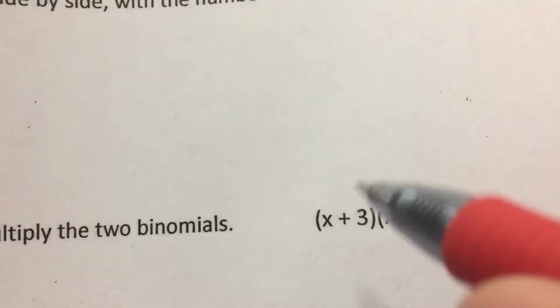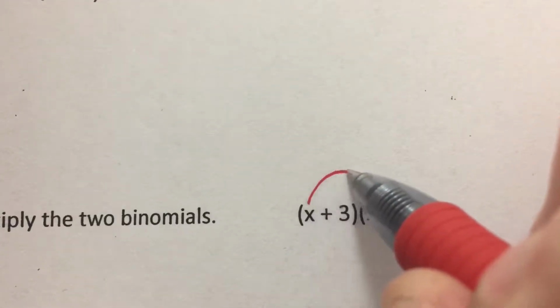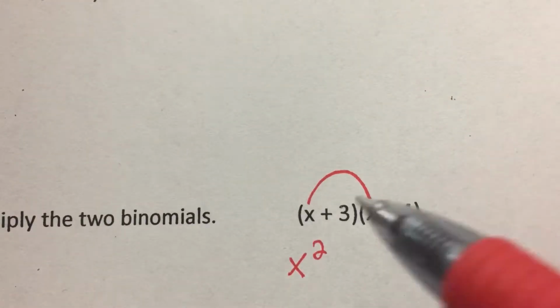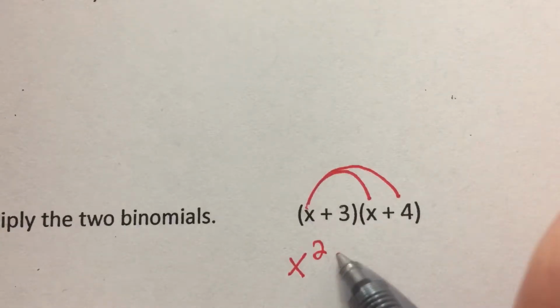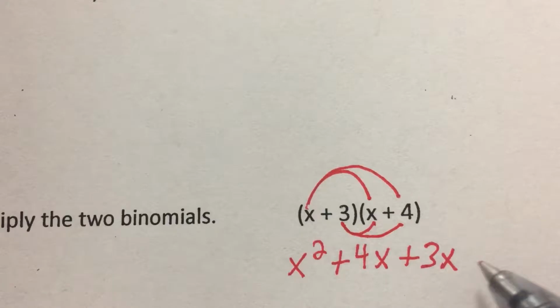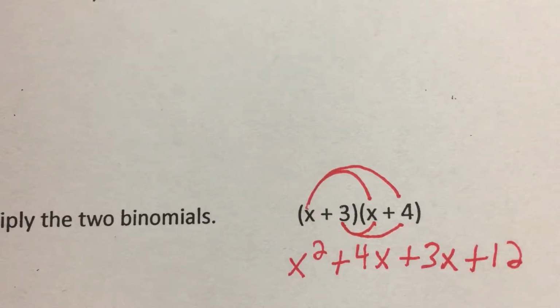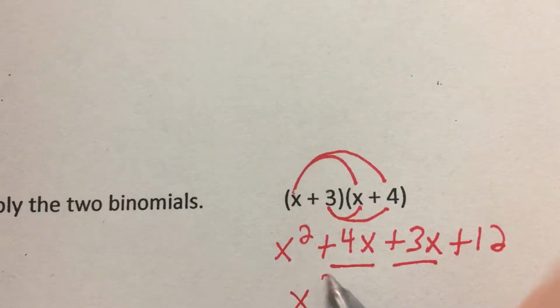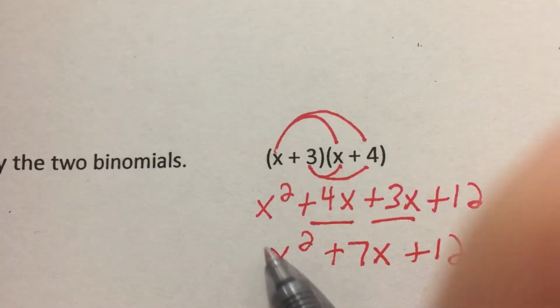Let's start with this guy. It works like this. We're going to do x times x, and that will give us x squared. X times 4 would give us a positive 4x. 3 times x would give us a positive 3x. And 3 times 4 would give us a positive 12. Most times, not every time, but most times the two terms in the middle are like terms. If you combine them, you will get a positive 7x in the middle. So we end up with x squared plus 7x plus 12.